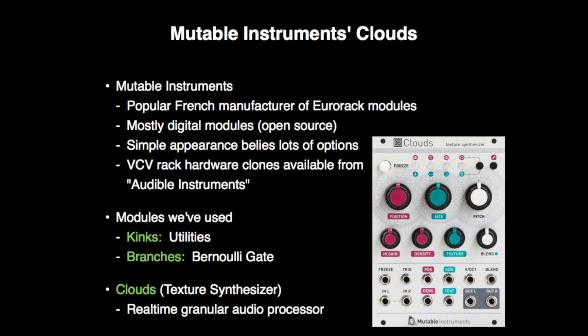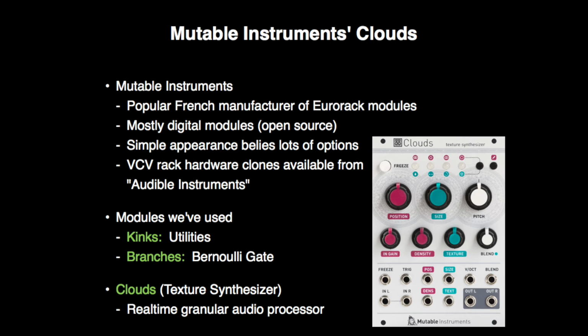Now, we've talked about a few different modules by this company indirectly in the past. Mutable Instruments is a really popular French manufacturer of Eurorack modules. They actually do mostly digital modules and only a few that are purely analog. But either way, they make all the programming behind their modules open source, which is pretty cool.